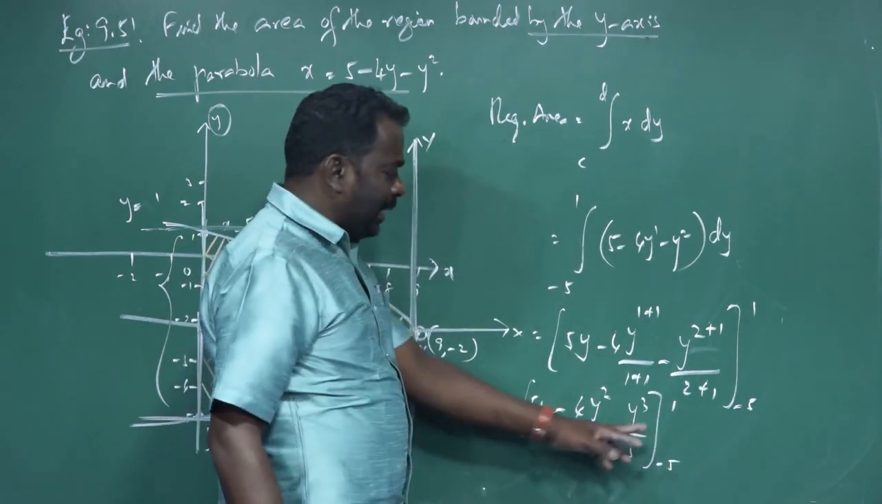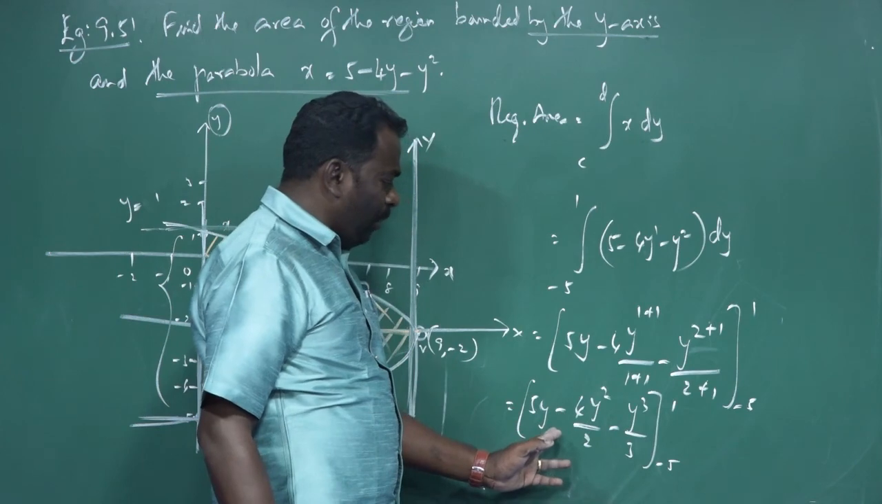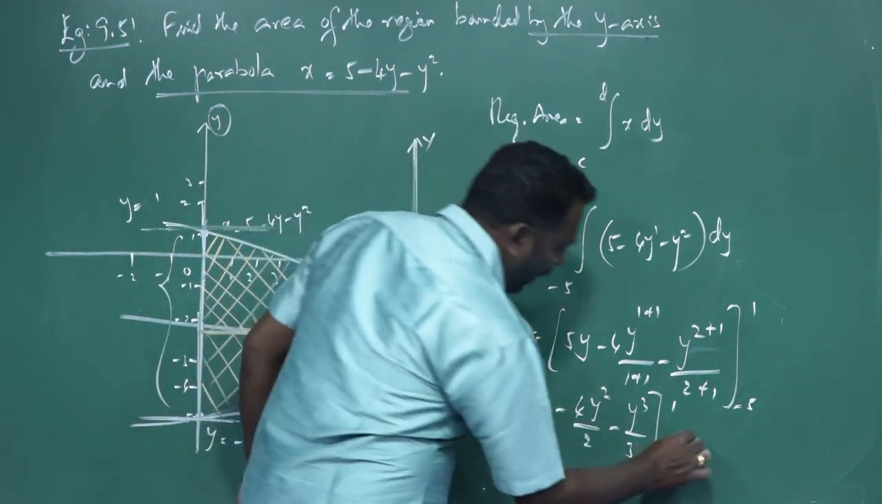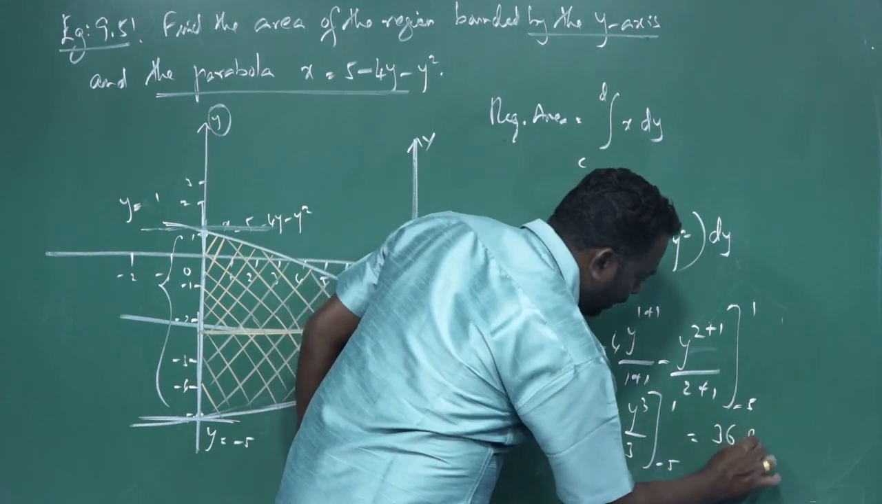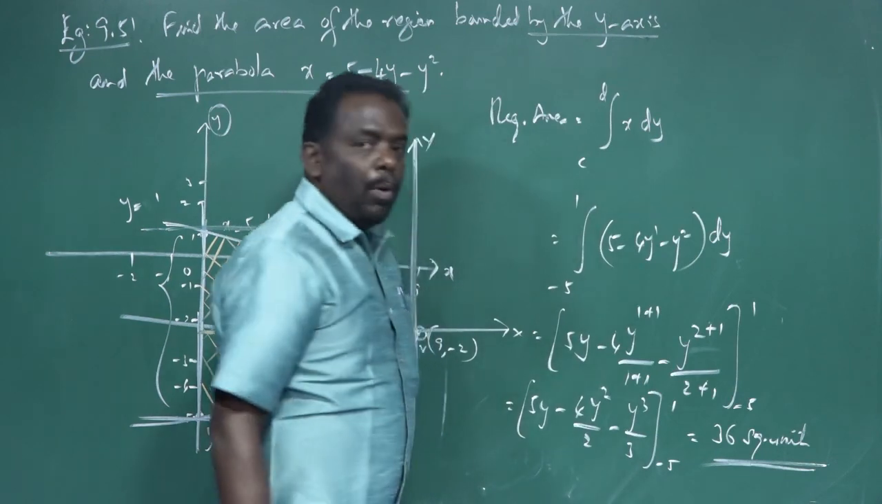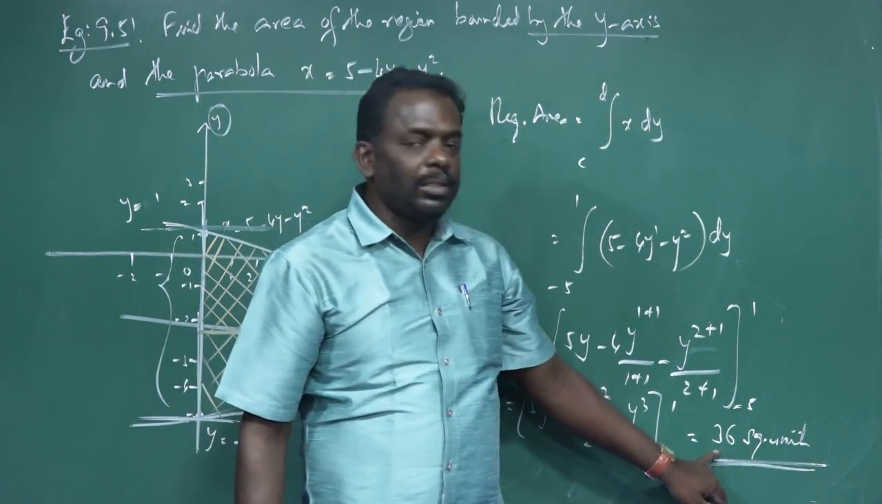Next, we apply the limits: substitute the upper limit value for y, minus the value for the lower limit minus 5. Simplifying, finally we get the area as 36 square units. The bounded area is equal to 36 square units.